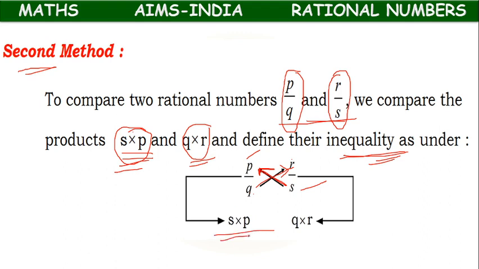By comparing the product SP with QR, we can compare their inequality. We can tell whether they are greater, lesser or equal. That we can tell just by cross multiplication.